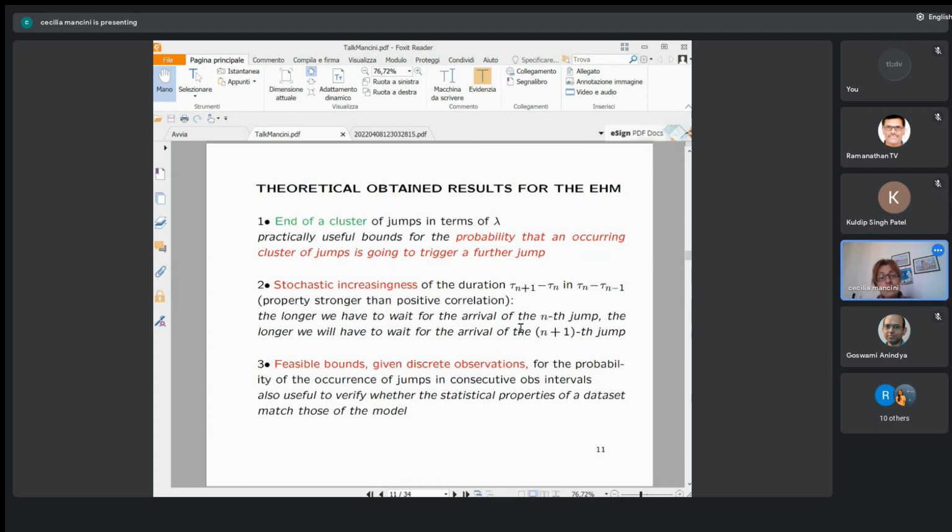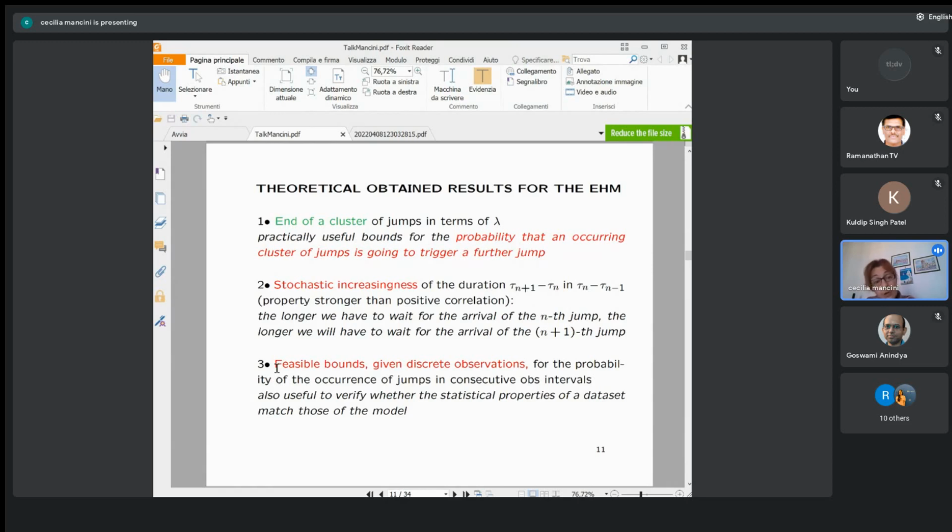This property means that if this is large, so if we are at tau n minus 1 and we have to wait a long time before seeing the next jump, then we have to expect that the further jump at tau n plus 1 will be far, okay?